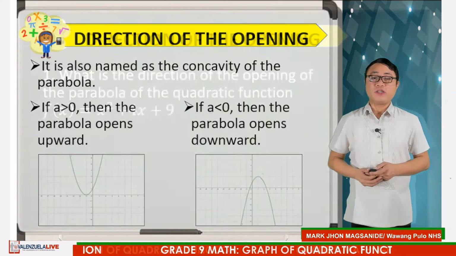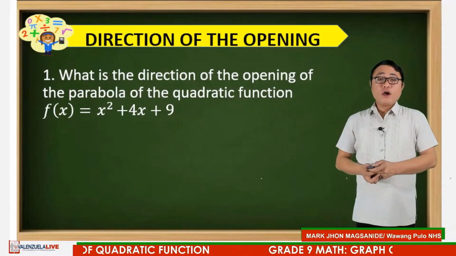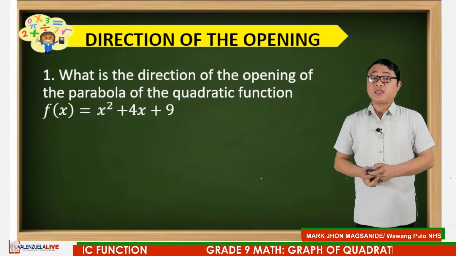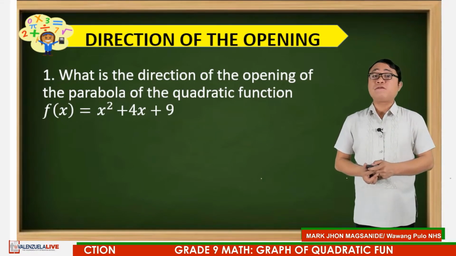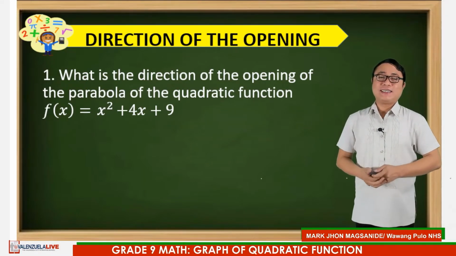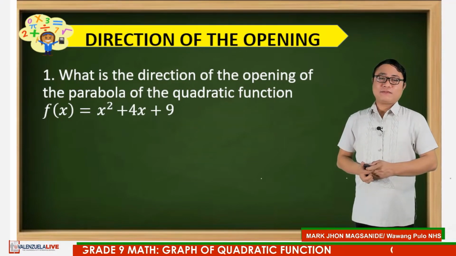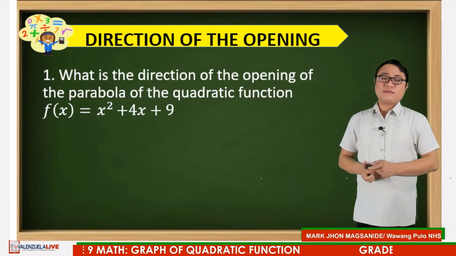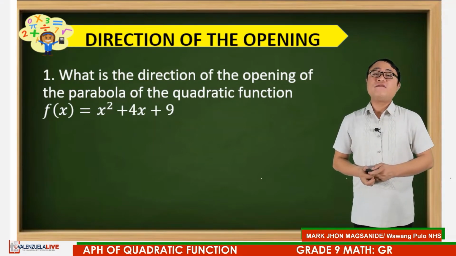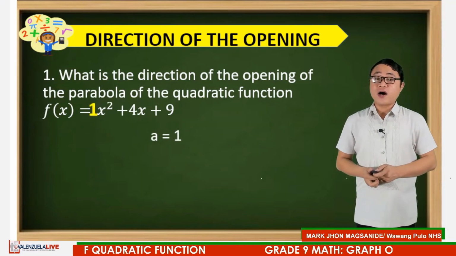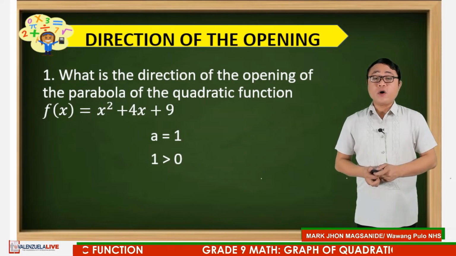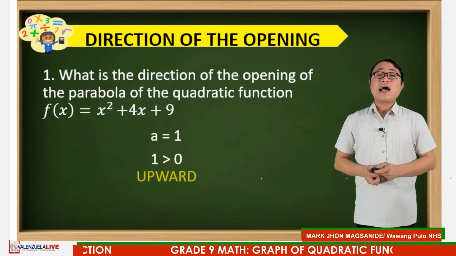Try these examples. What is the direction of the opening of the parabola of the quadratic function f of x is equal to x squared plus 4x plus 9? Pardon me for not writing the question mark. What do you think? If you are thinking of upward, then you are correct. The value of a is positive 1, and 1 is greater than 0. Therefore, the opening of the parabola is upward.